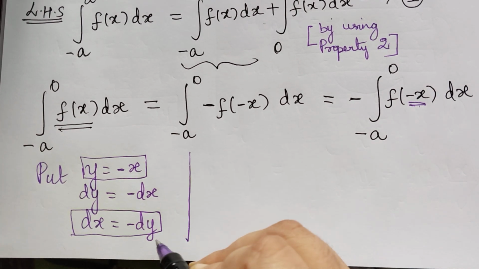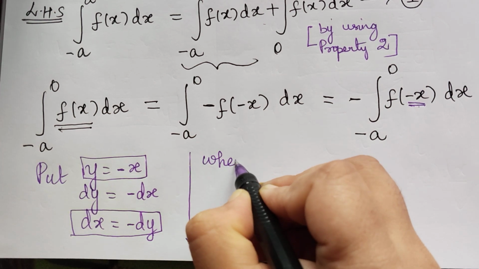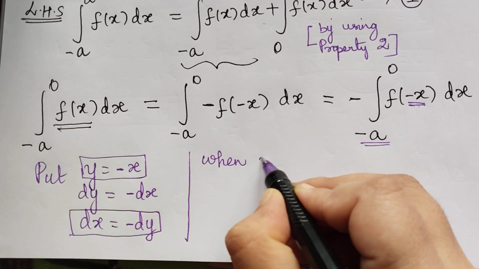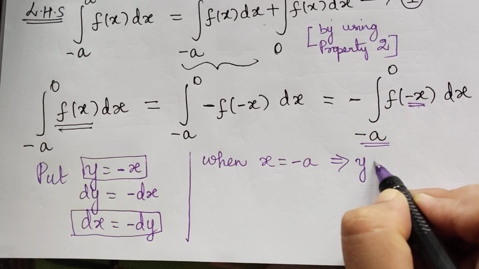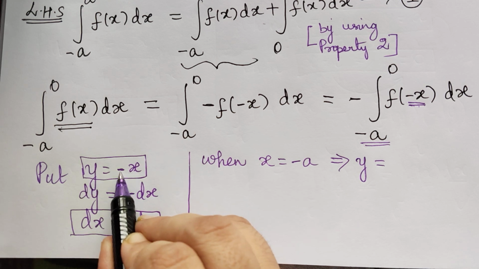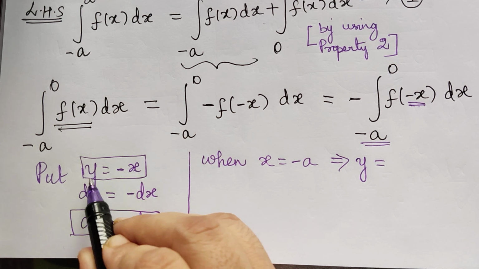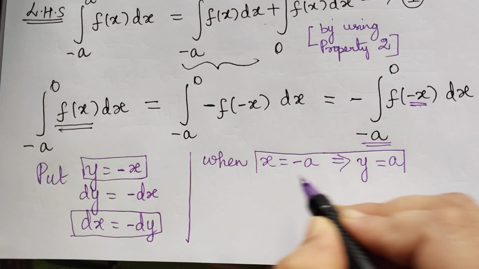Whenever we make a substitution, we should also make sure of the limits. What is the lower limit? Minus a. So, x is equal to minus a. What about y? When we substitute minus a for x, minus into minus will become plus. So, y will be equal to a. This is the new upper limit.